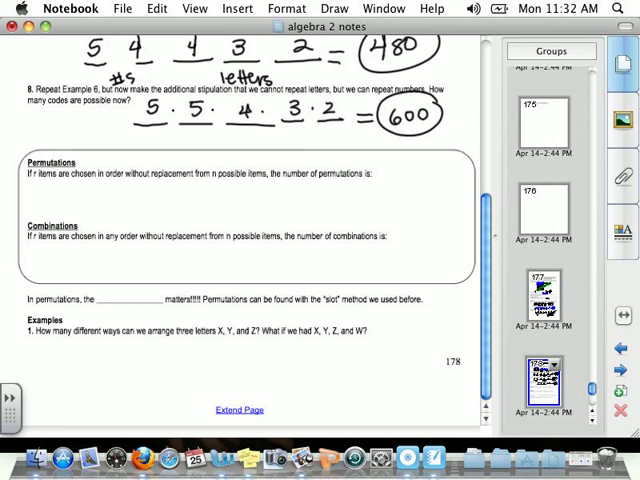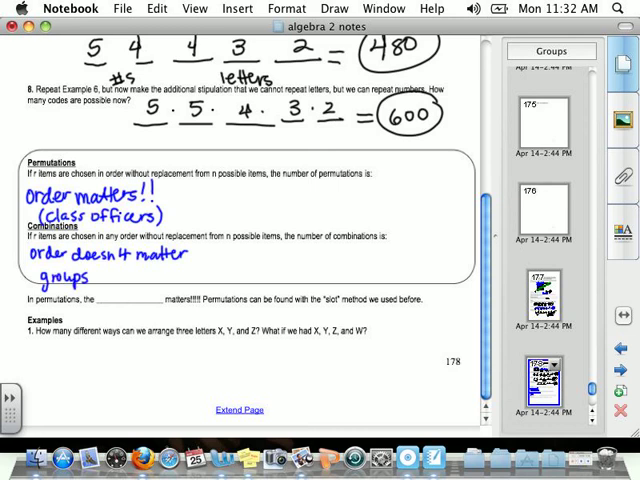Okay, so we have 2 different formulas that we're going to need to know. So permutations and combinations. All right, permutations, the order matters. So let's write that. I always think of things like class officers, like president, vice president, secretary, treasurer. You guys don't really have that here, but you probably had it in the past. Okay, and then for combinations, order doesn't matter. These are things like groups or committees.